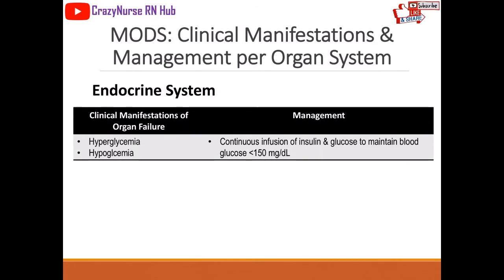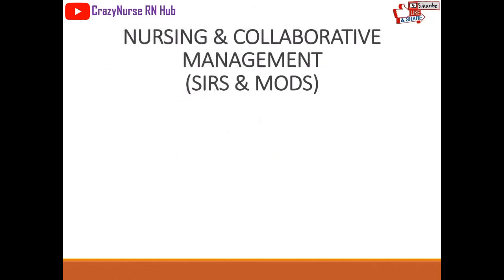Next, we have your endocrine system. This is manifested by either hyperglycemia or hypoglycemia. The management includes continuous infusion of insulin and glucose to maintain blood glucose of less than 150 milligrams per deciliter.